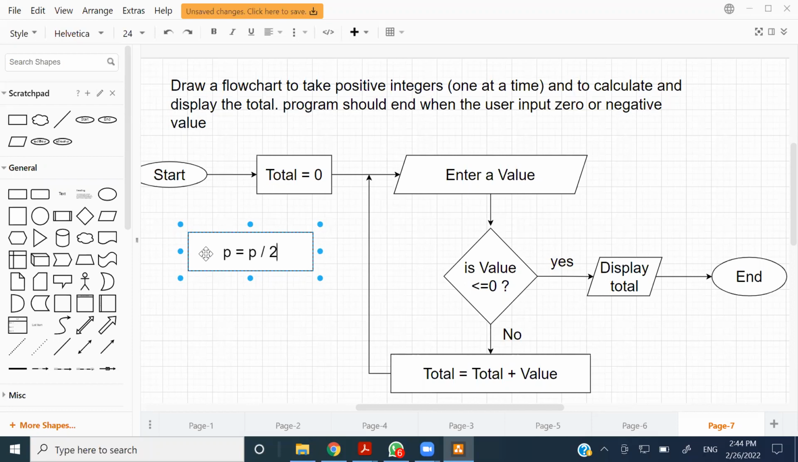Right? So simple as that. So this is the way that we are going to deal with a particular variable if it's going to be increased or decreased or multiplied or divided by a particular value or variable.